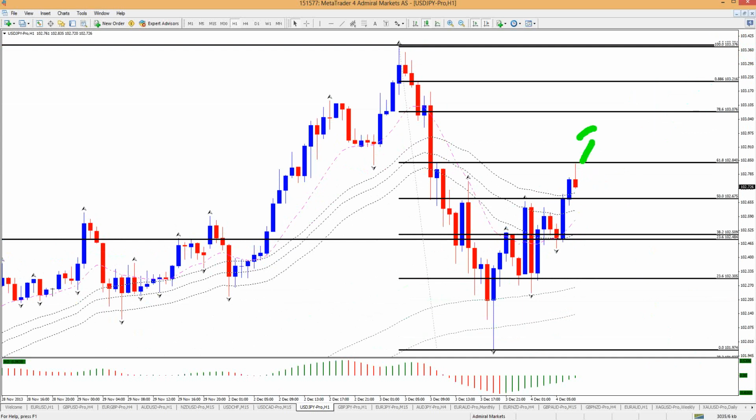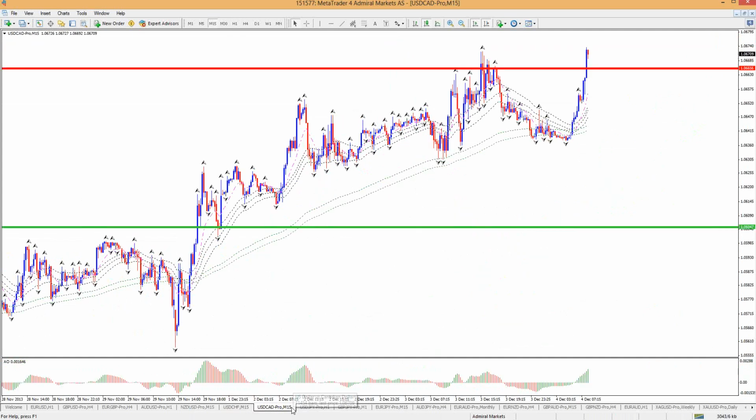If we do break above this level, the moving averages will be pointed to the upside, and there could be some continuation based on that support. So we'll talk about the dollar yen more within this hour or at the end of the hour. Let's check those candles again.